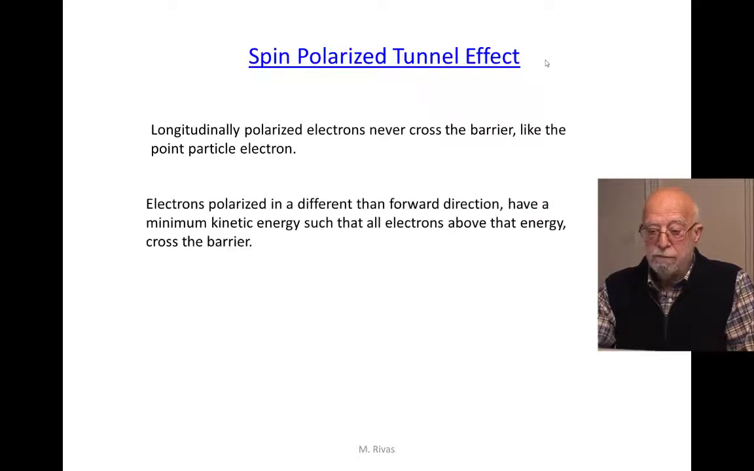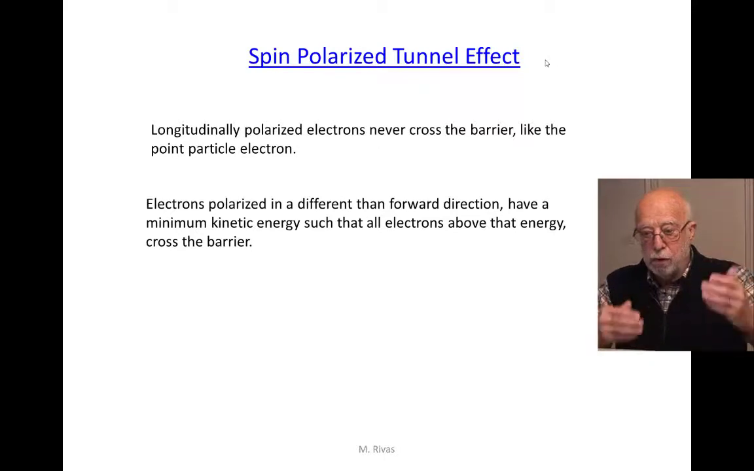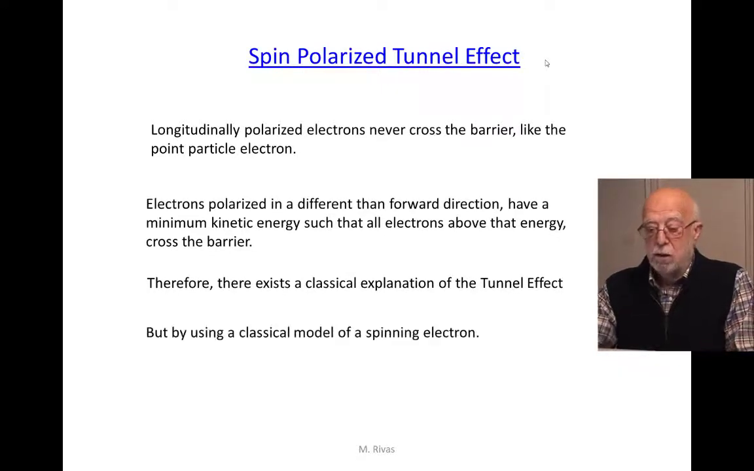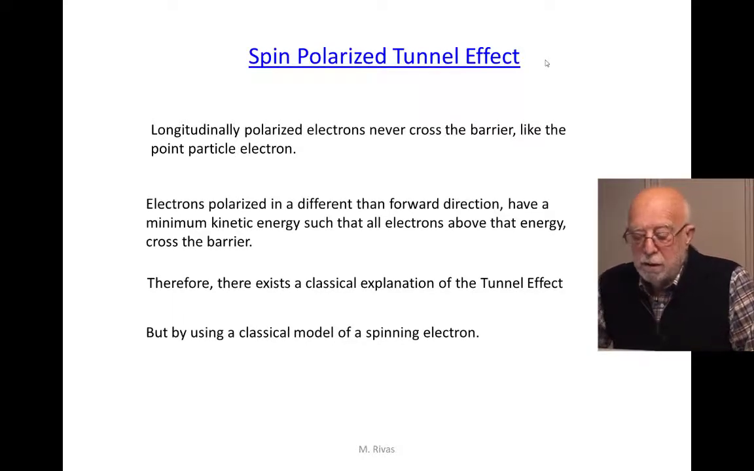But if we have arbitrary orientations, there always exists a minimum kinetic energy, such that with that kinetic energy and above, although below the top of the potentials, all electrons cross the barrier. So there is a classical explanation of the tunnel effect, but using a model of a spinning electron, not with the point particle model.